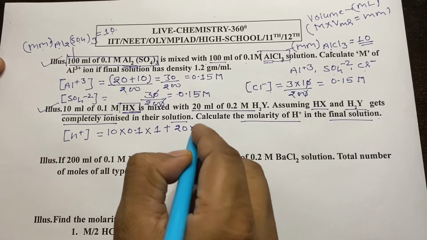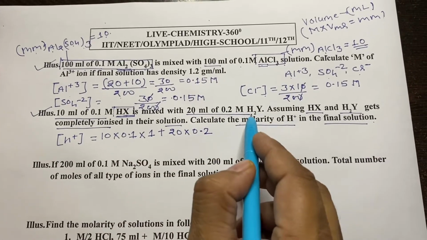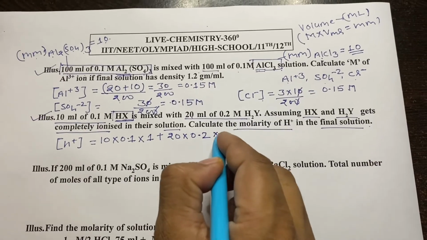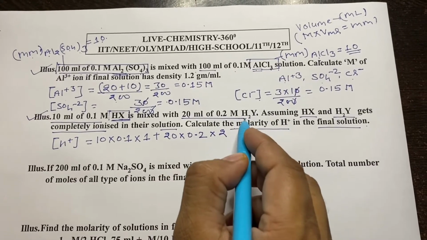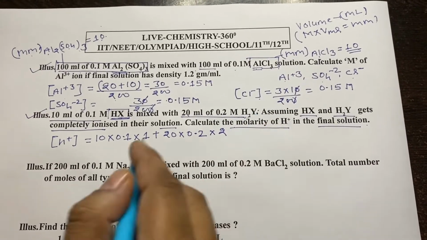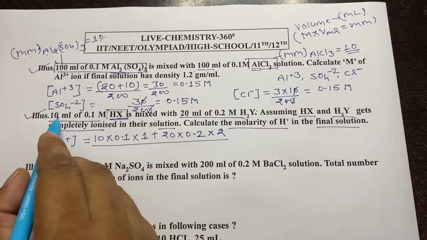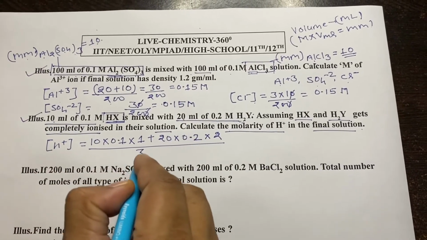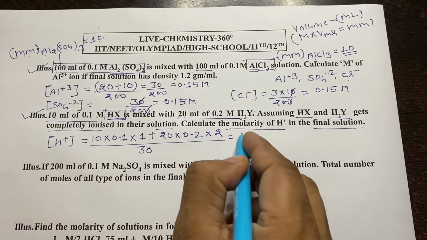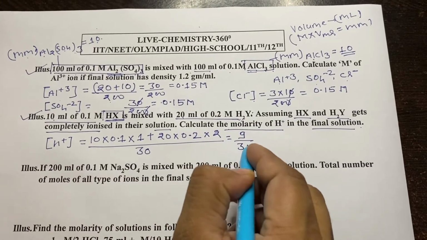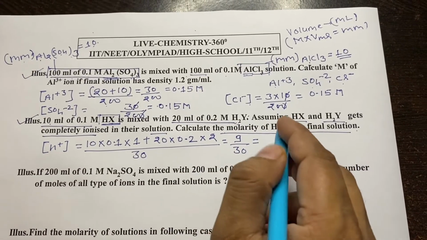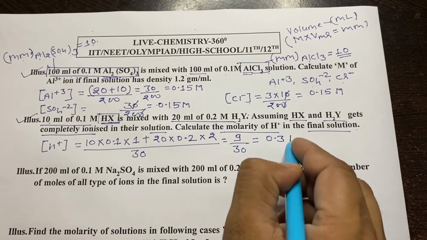20 into 0.2, this is the millimoles of H2I, and this will be multiplied by 2 because 1 mole of H2I will furnish 2 H plus ions. Now divided by total volume, which is 30 ml. On solving this, you will get 9 by 30, that will be equal to 0.3 M.